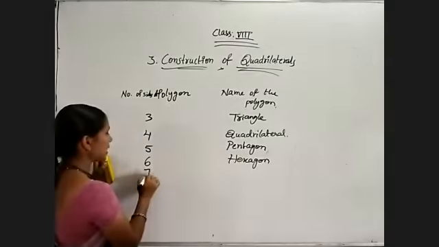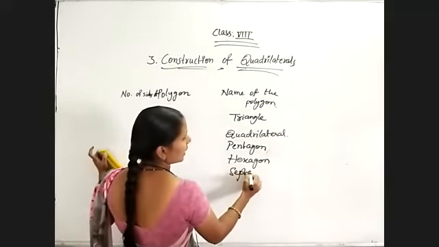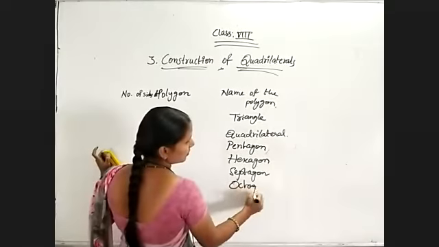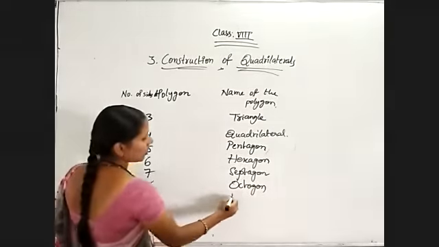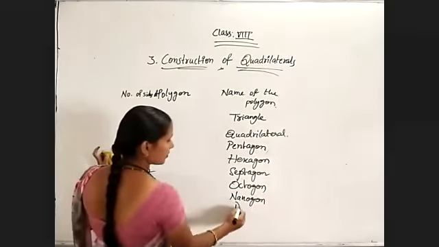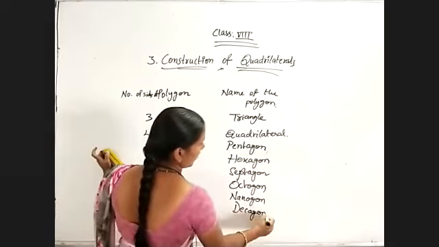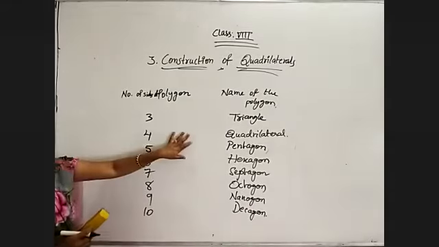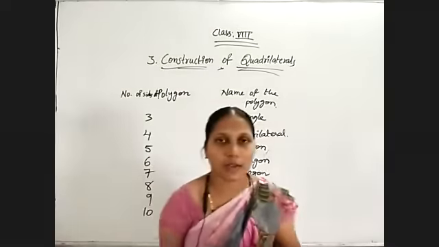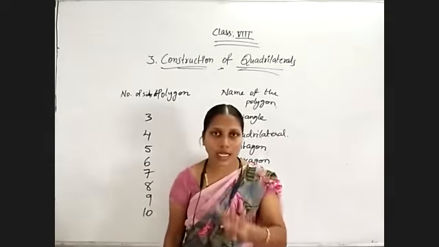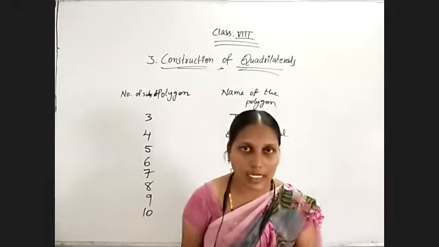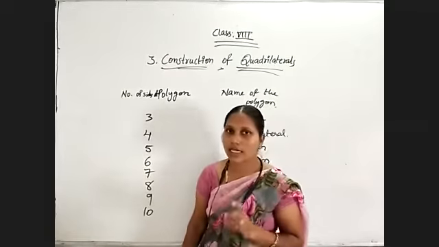7 sides is septagon, or heptagon also, we can call it septagon, and 8 is octagon, 9 nonagon, 10 decagon. So these are the different names given for different polygons depending on their sides. If the polygon has only 3 sides, it is a triangle. 4 sides, it is a quadrilateral. 5 sides pentagon, 6 sides hexagon, 7 sides septagon, 8 sides octagon, 9 sides nonagon, 10 sides decagon.